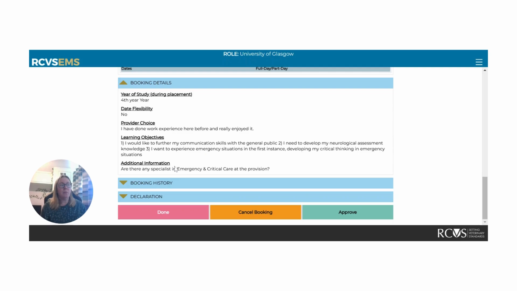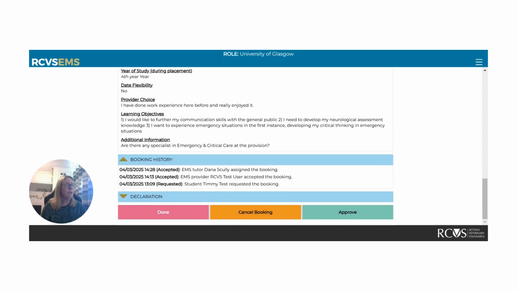He's asked for some additional information from the provider. He's asked if there's any specialists in emergency and critical care at the provision. But again, that additional information is free text for the student, so they might tell the provider a little bit more about themselves, for example. I can then look at the booking history. So I can see that Timmy requested the booking. The EMS provider has accepted the booking, and me, the EMS tutor, has assigned myself the booking.